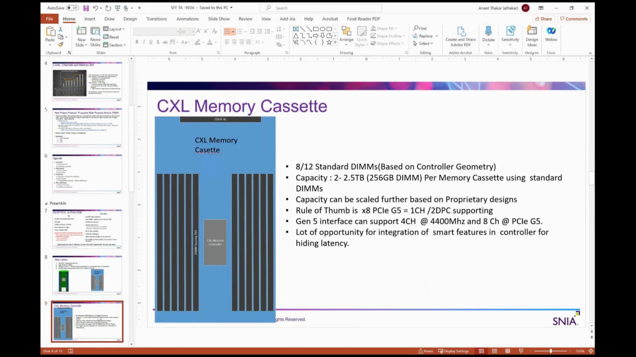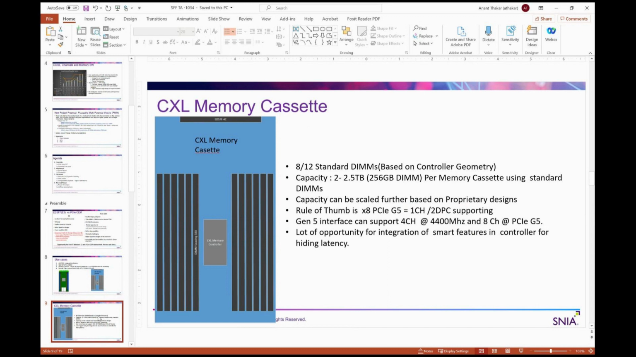This is what we think the memory cassette or the CXL would look like, around 8 to 12 standard DIMMs. So remember here, I'm not trying to put the DIMMs on the baseboard. I can reuse the DIMMs which are on the server and put them on this one. So this is one of the benefits of the mass scale volume of the DIMMs: I could really reuse that on the new form factor vertically.